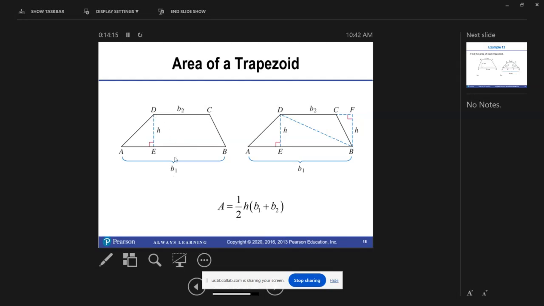It doesn't matter if you switch those up. Just make sure that those are the sides you're using for your bases, not sides AD and CB. Those AD and CB are not parallel, so your bases have to be the parallel sides. Okay, and then once again, that height has to make a right angle with one of those bases.